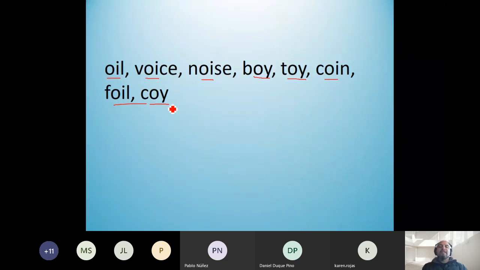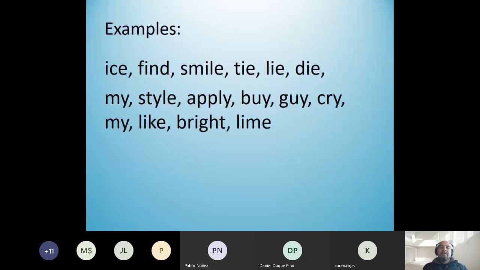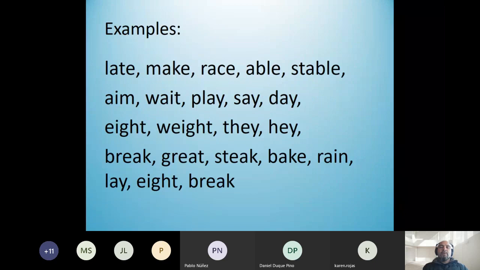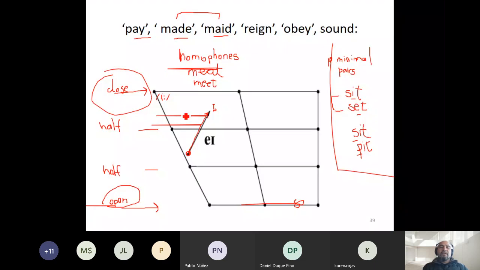So far we have seen three closing diphthongs, right? All of them have something in common. All of them go from one place and finish in this area. A, I, oi. Okay?